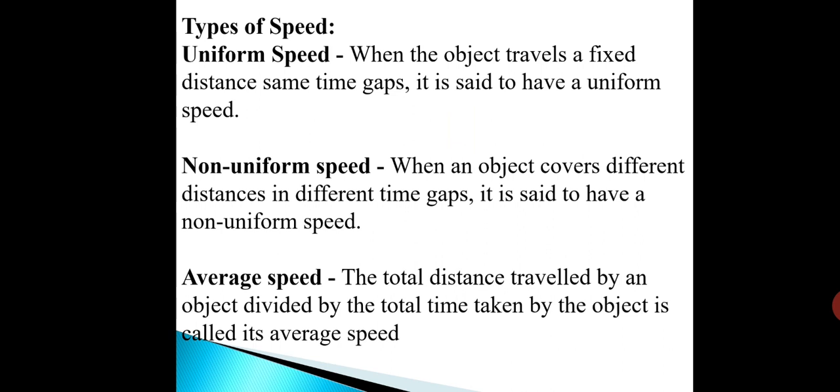Now this average speed is the total distance traveled by an object divided by the total time. Okay. I have covered 60 kilometer in 1 hour, 20 kilometer in 2 hours. So total distance is what? 60 plus 20, and the total time. We will study it further also in detail.